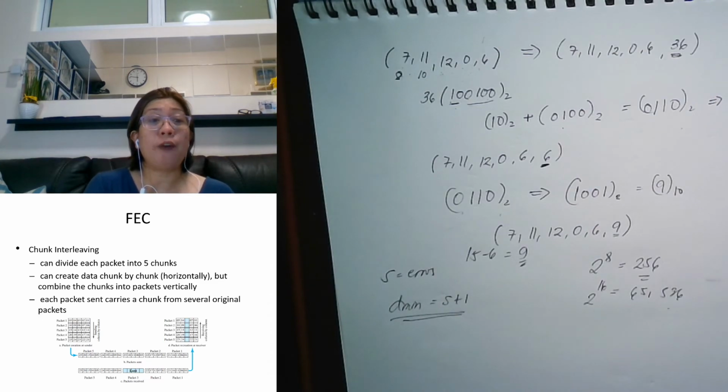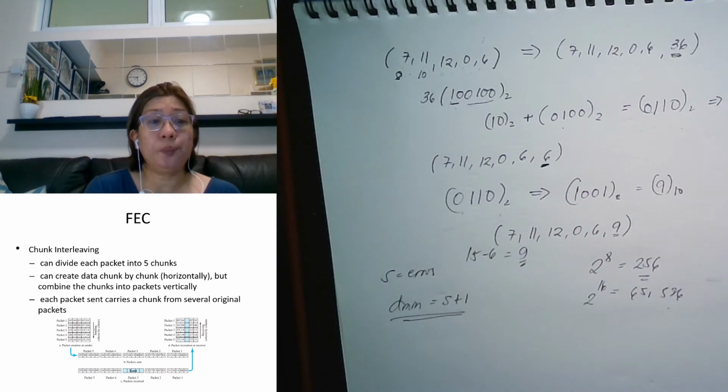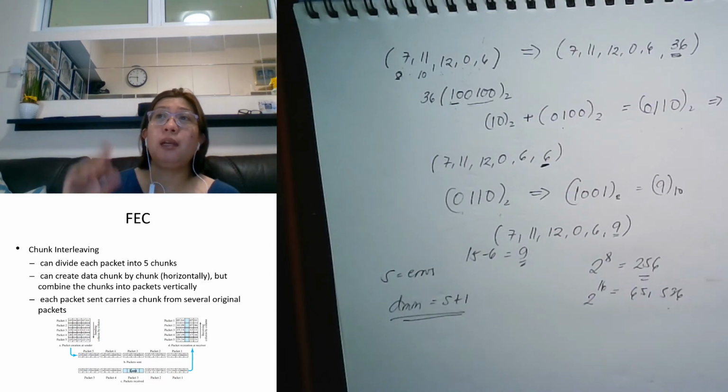After that, each packet sent carries a chunk from several original packets. Each data in the packet creation contains all the chunks available from packets 1 to 5. Normally, however, we can afford to let one chunk be missing in each packet. For example, in packet number 3, there was a lost packet. So at the output side, there is only one chunk lost per packet.